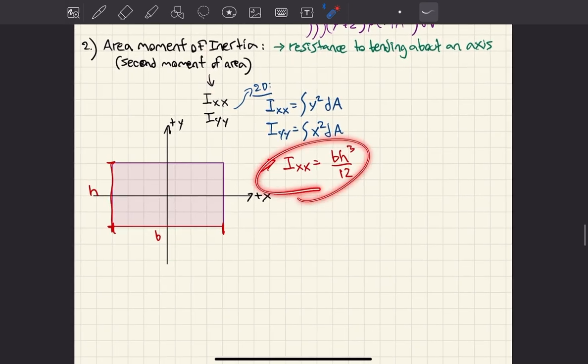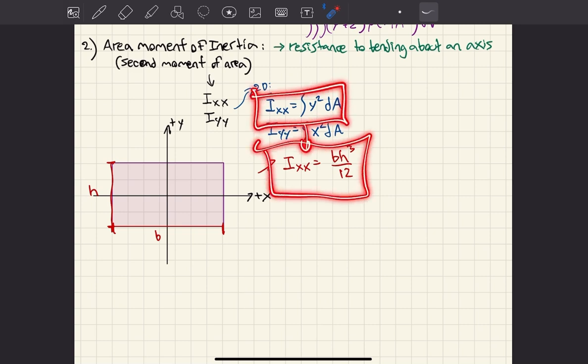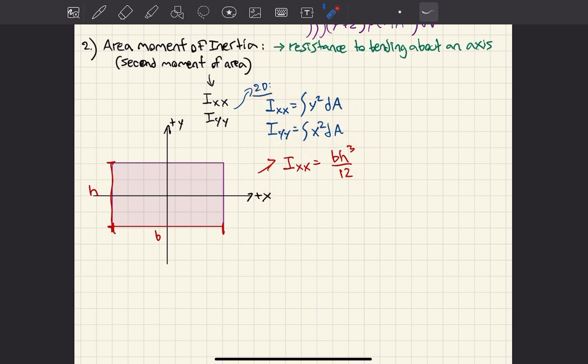We just care about getting it. But if you want to know how to derive it, we're going to go through that. If you don't, skip ahead a bit. Okay, how do I get from this formula to this formula? Well, this basically says y squared multiplied by a differential element A, and then I take the sum of that, and I get my area moment of inertia.